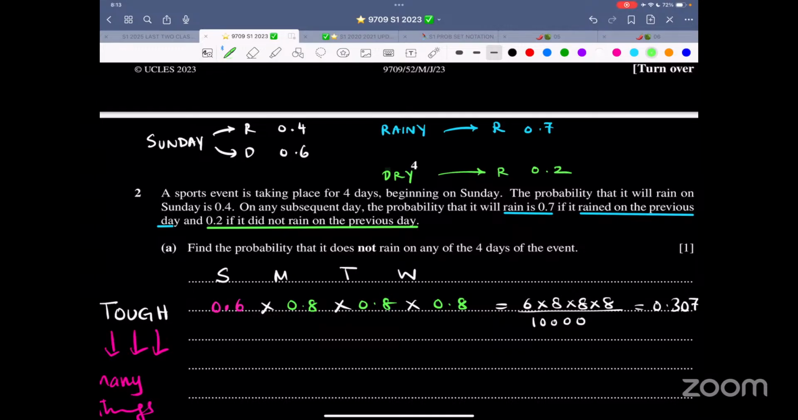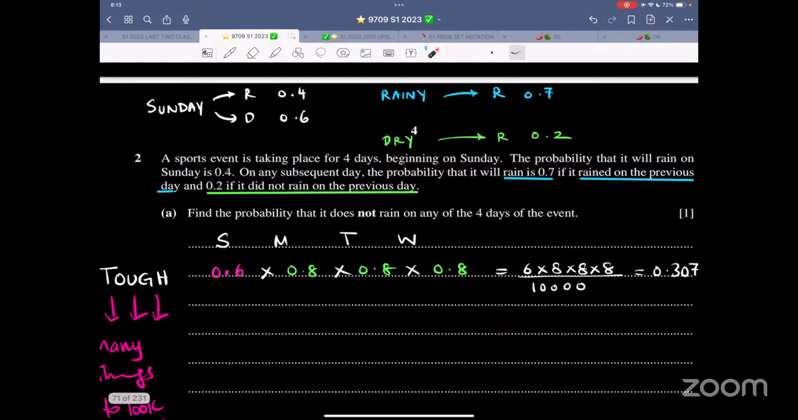First, let me double check my working. On any subsequent day, the probability it will rain is 0.7 if it rained on the previous day, and 0.2 if it did not. So this is again about rain, 0.2 is again about rain. Rainy, rain is 0.7. Dry, rain is 0.2. Got the idea? Naturally, there is something missing over here: rainy, dry is 0.3, and dry, dry is 0.8. Just ignore that for right now.